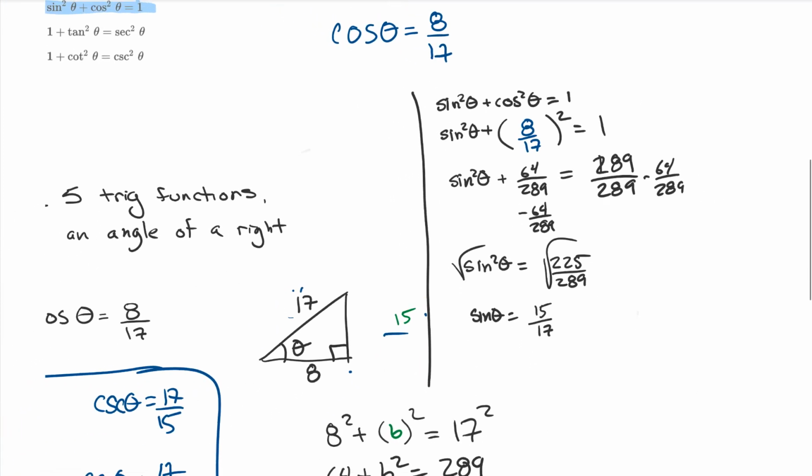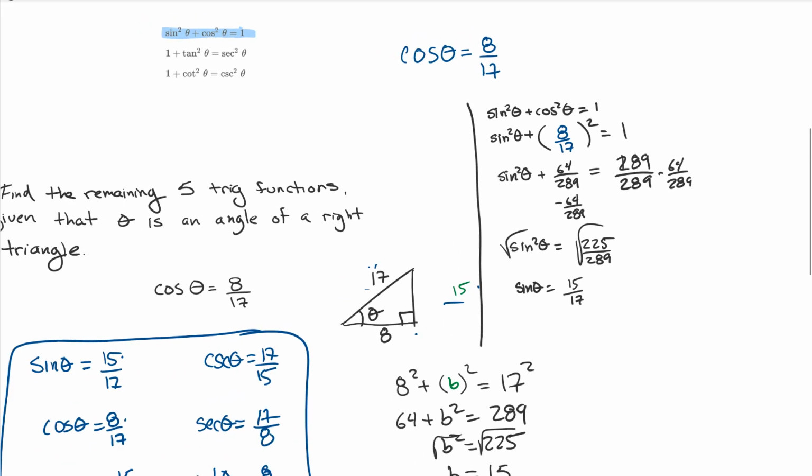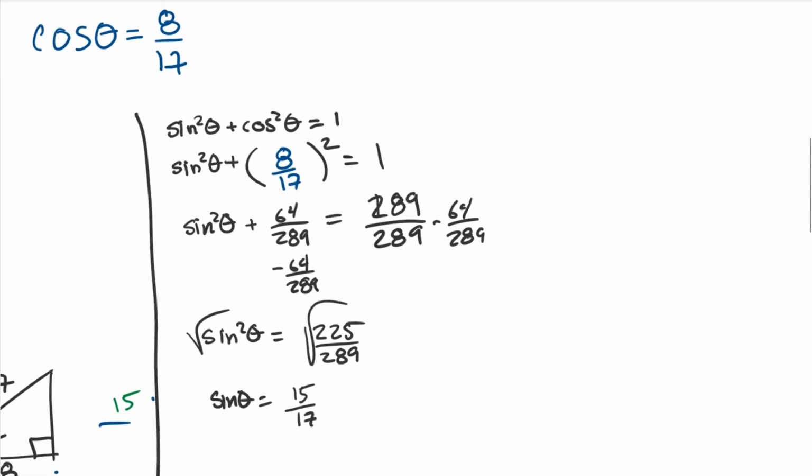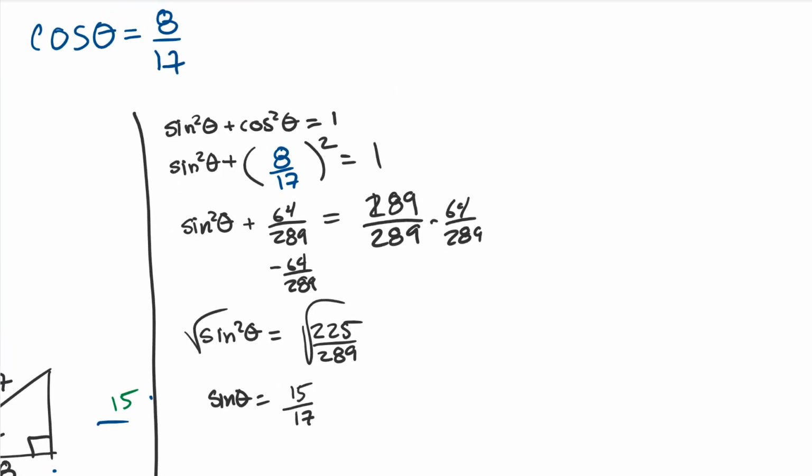Does that match up? Oh, it matches up. We got that from back here. It was just another method for us to get sine. Once you have sine and cosine, you have everything. Once you have sine equal to 15 over 17 and cosine equal to 8 over 17, I don't need to make a triangle anymore.